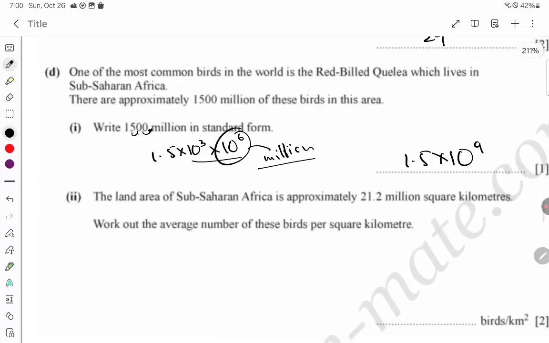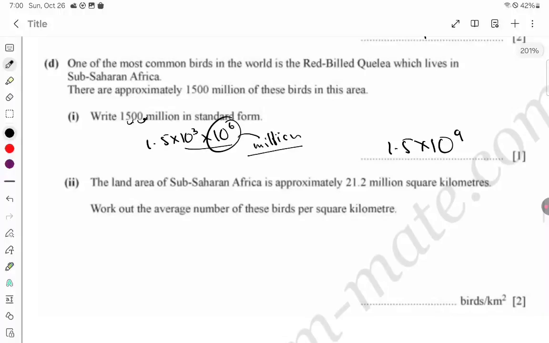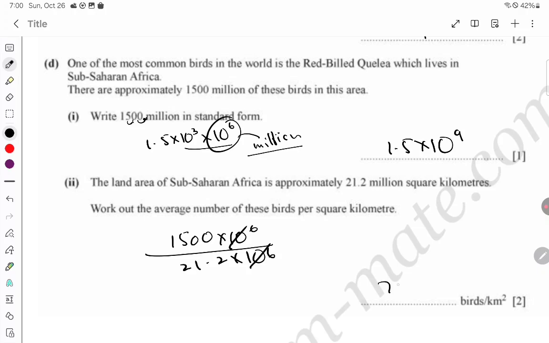In part 2, the land area of sub-Saharan Africa is approximately 21.2 million square kilometers. Work out the average number of these birds per square kilometer. For that, the birds are in a million, divided by the area cover, also in the million. Million cancel, we get our answer of 70.75.